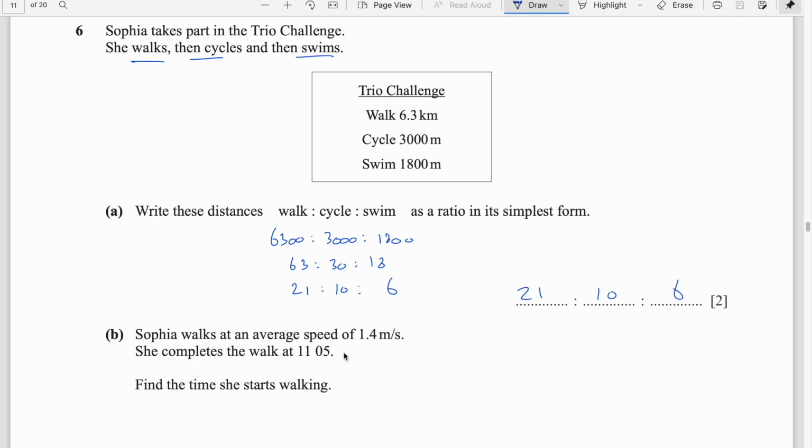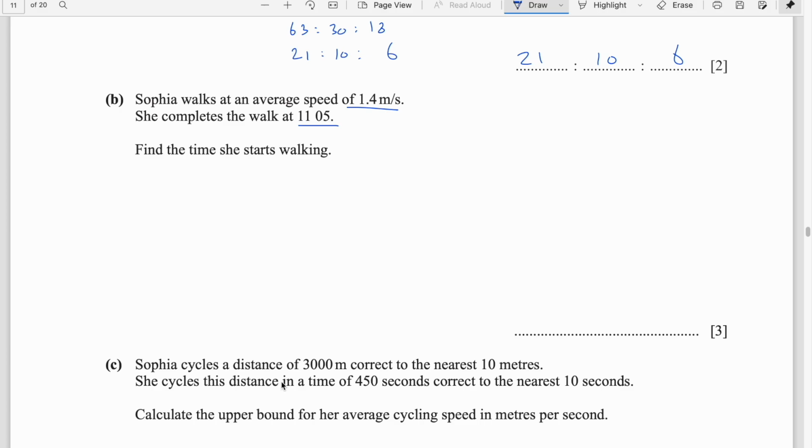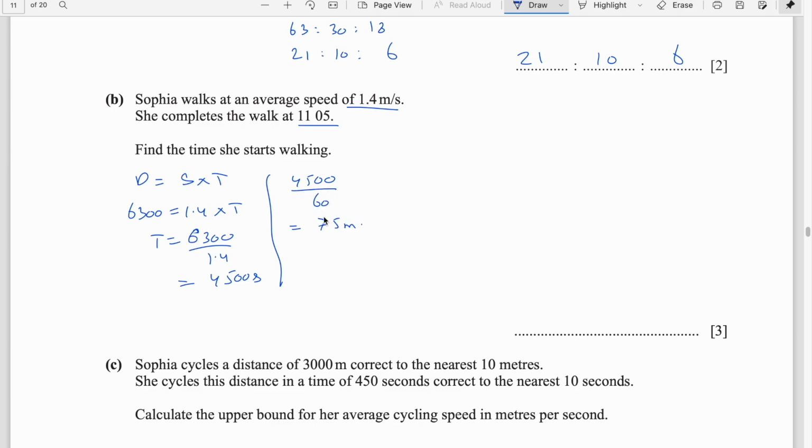Sophia walks at an average speed of 1.4 meters per second. She completes the walk at 11:05. Find the time she starts walking. So distance is equal to speed into time. Distance is 6300 for walking, 1.4 meters per second. So this should be the time. Time is 6300 by 1.4, and that is approximately 4500 seconds. And 4500 seconds into minutes is 75 minutes, which is 1 hour and 15 minutes.